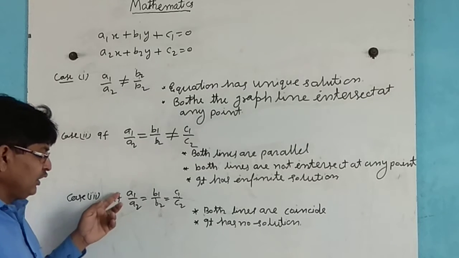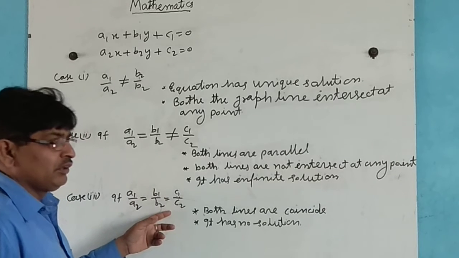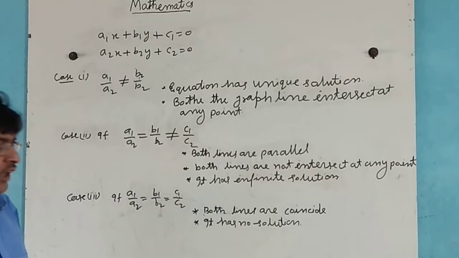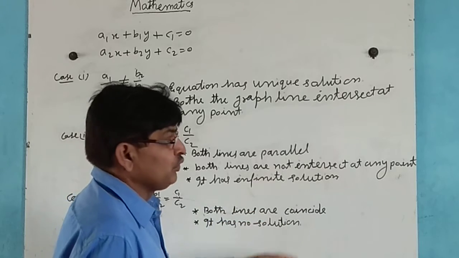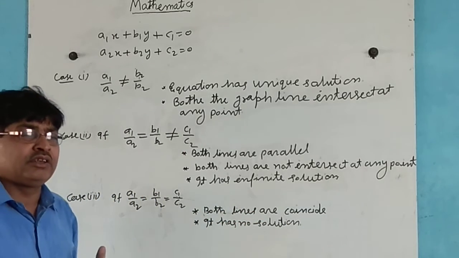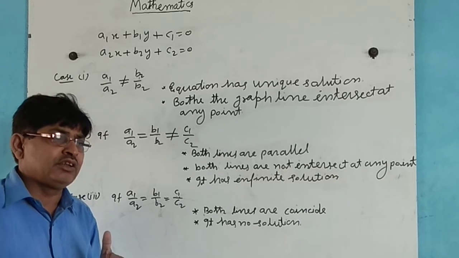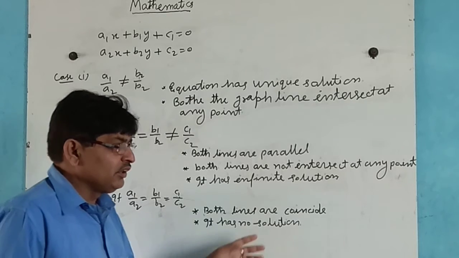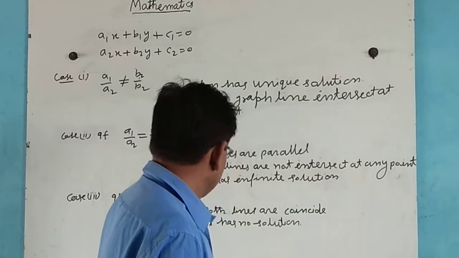Third case, a1 by a2 equal to b1 by b2 equal to c1 by c2. If these ratios are the same, in this case both lines coincide. It means that the position of both lines is the same. That equation represents the same line, and it has no solutions.